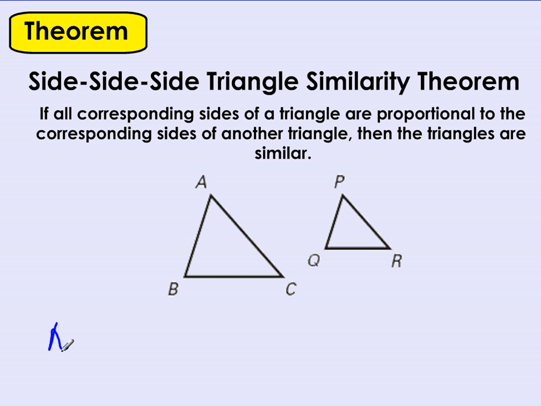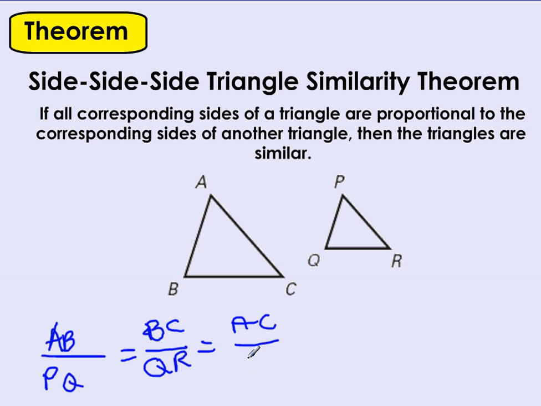So for this example, if we found that AB over PQ simplified to the same ratio as BC over QR, and then AC over PR also simplify the same ratio, that would mean they're all proportional, and we can say that the triangles are similar. So if they're similar, we're going to want to make sure we write a similarity statement, and I would say ABC is similar to triangle PQR.